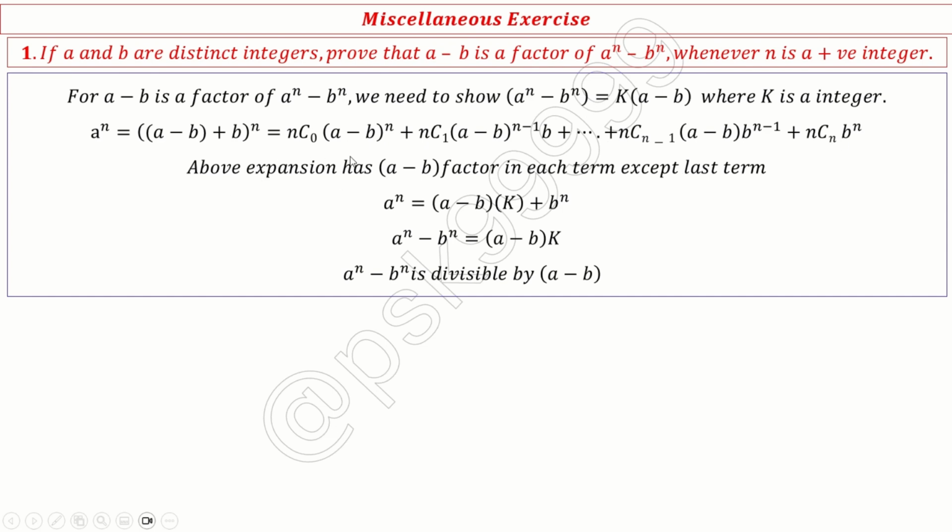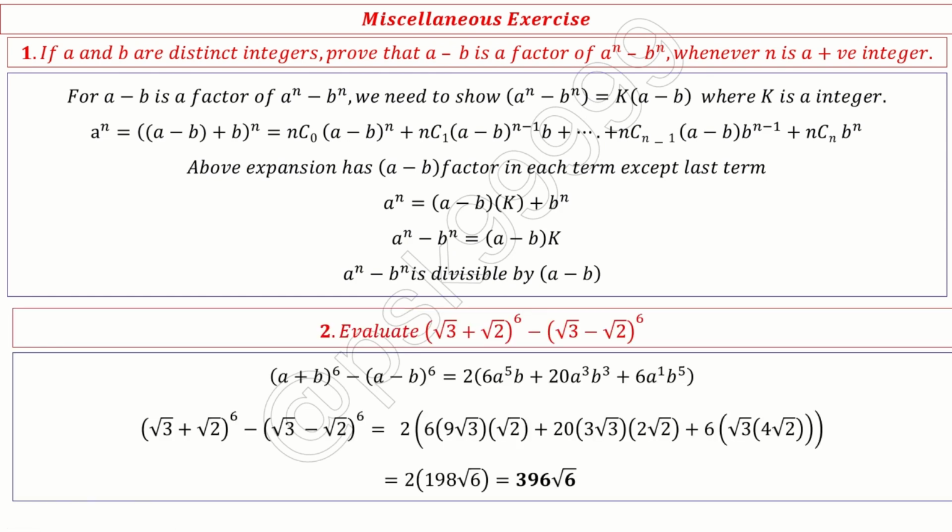In the above expression, if you carefully observe, every term has an (a minus b) in it, up to the last but one term. Only the last term doesn't have a minus b in it. Which means the rest of the part I can write as (a minus b) into some constant. So a to the power of n is equal to (a minus b) times k plus b to the power of n. Now, if I take this b to the power of n to the other side, a to the power of n minus b to the power of n is equal to (a minus b) times k, which means it is divisible by this one, or you can call it a factor. A minus b is a factor.